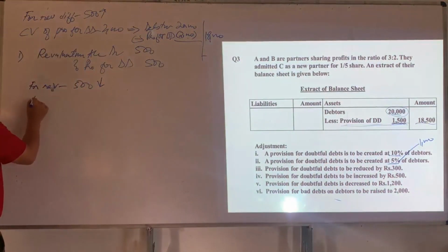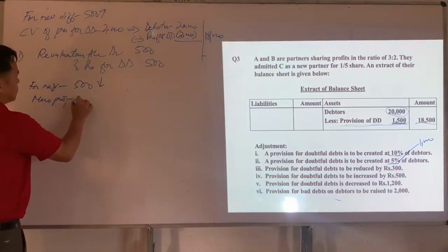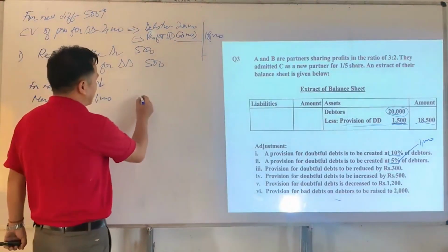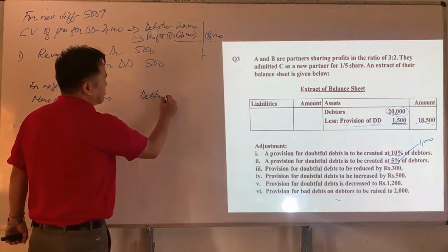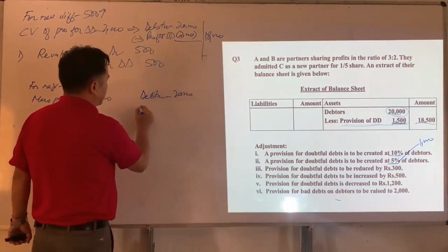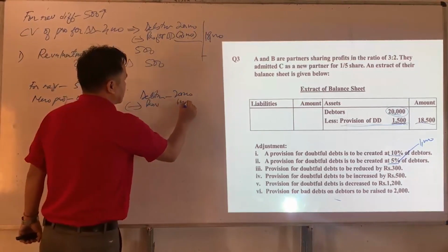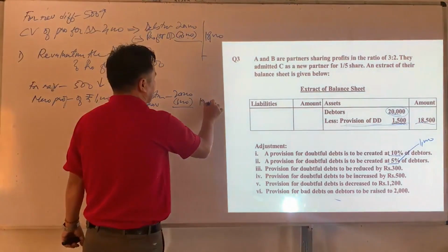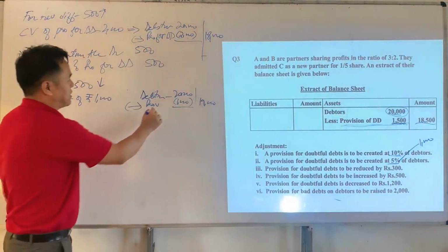So new provision of rupees 1,000 will be shown in the balance sheet by way of deduction from the debtor. How? What is the amount of debtor? 20,000, and it should be shown like this. New provision is 1,000. So 1,000 should be deducted from the debtor in order to get net debtor. In the new balance sheet, it should be shown like this: provision for doubtful debt.